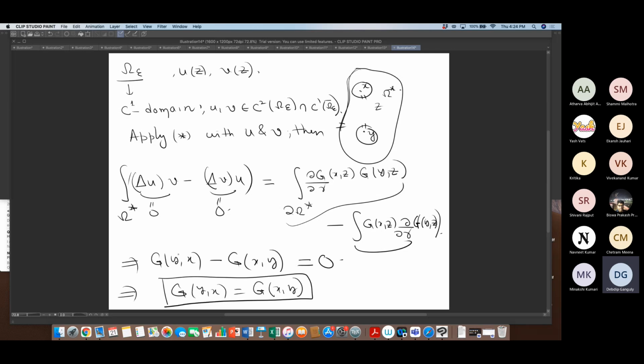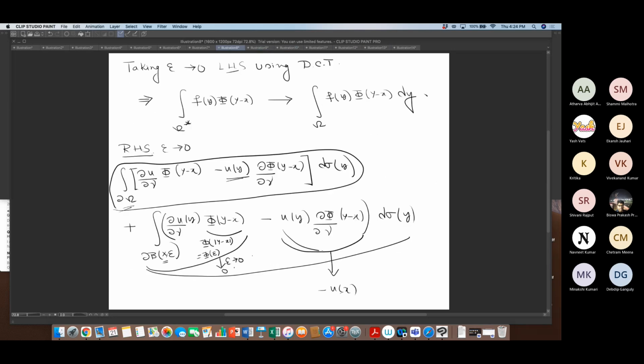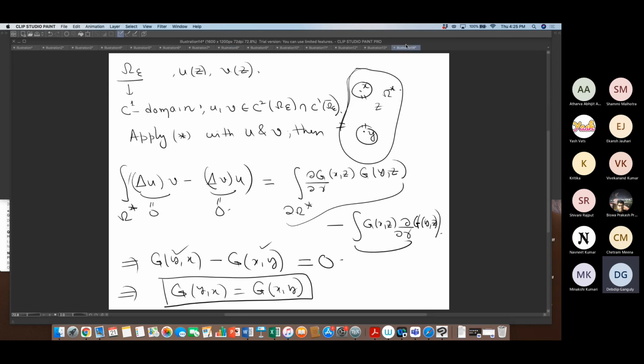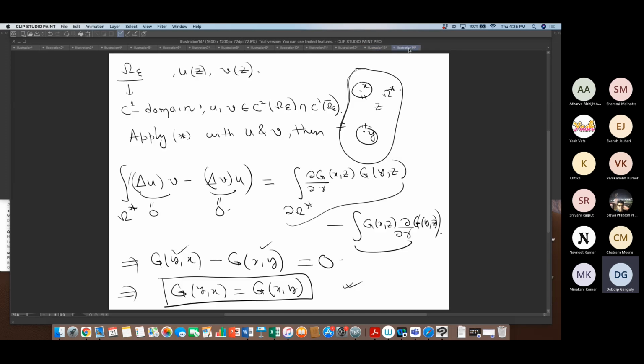Did you get how I get this and this? Same thing. Remember, this type of term will come. This is your G, this is del G by del nu, right? So it will be G of x,z there, and G of y,z there. As epsilon tends to 0, this converges to G of x,z. Similarly, for the other term we will get G of y,z, and the other term is again 0. You just check. So this is a beautiful property of the Green function: the Green function is symmetric and the Laplacian of G of x,y is equal to 0. Okay, good.